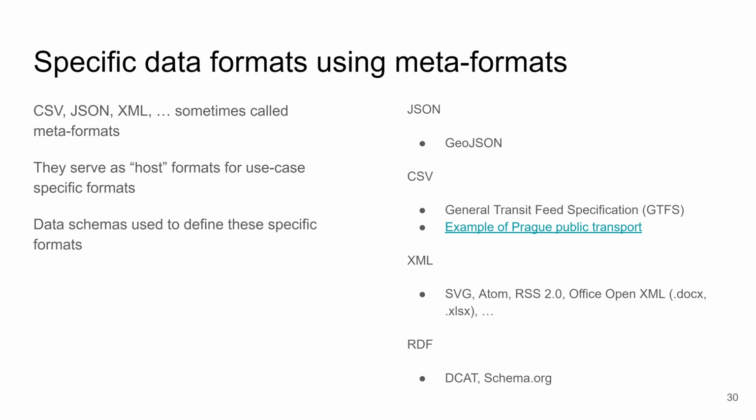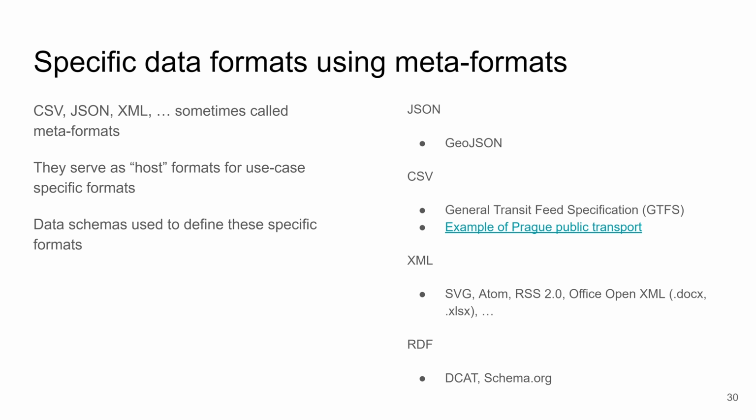For CSV, such an example would be the General Transit Feed Specification, GTFS, which is used, for instance, in Google Maps when you are trying to find your connection, for instance, from metro to tram and from tram to another tram and so on.